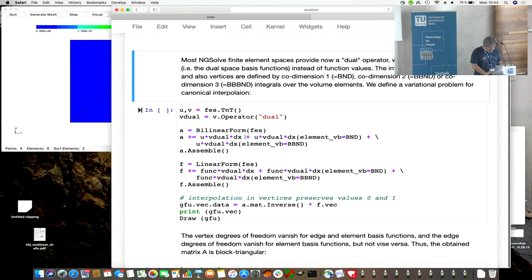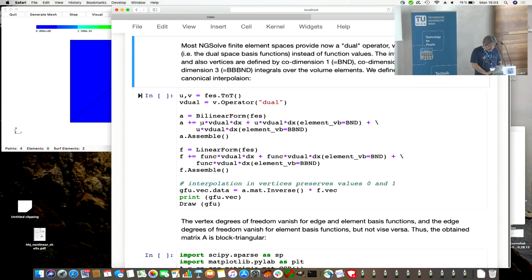Okay, and we're now just discretizing this definition of this canonical interpolation operator. Integrating u times the test function of the element, dx, element integral. U times test functions on the edges, where we say dx, element boundary, and it integrates over the faces of the boundary of the element. Then we need also integrals of the codimension 2 boundaries, which we call now BBoundary, and codimension 3 are BBBoundary.